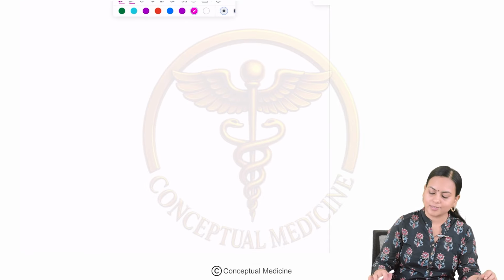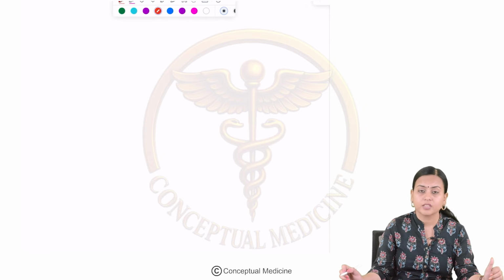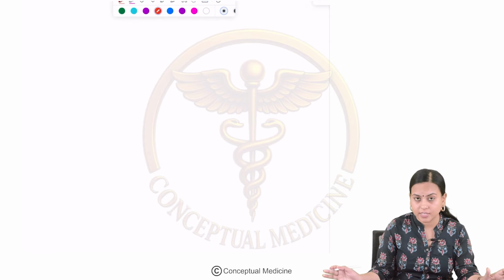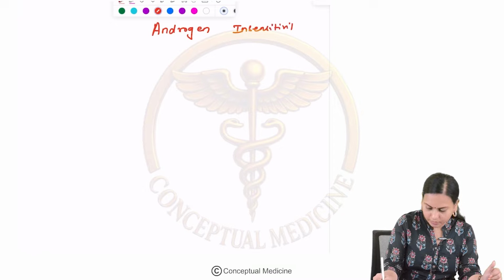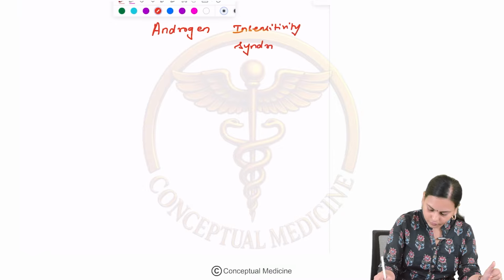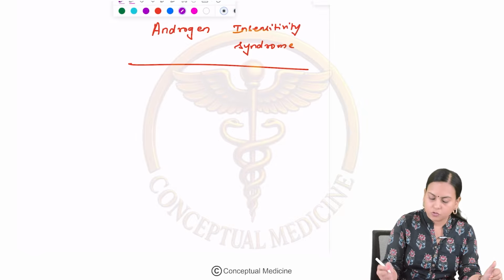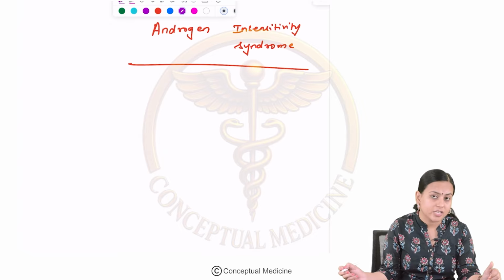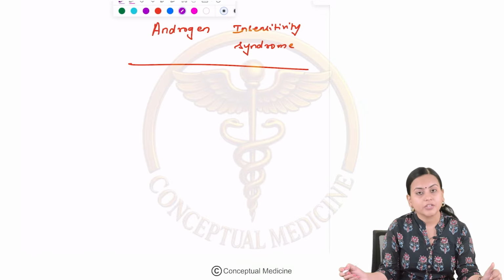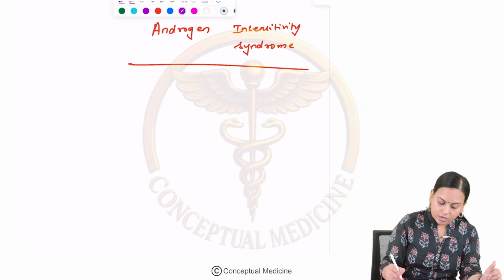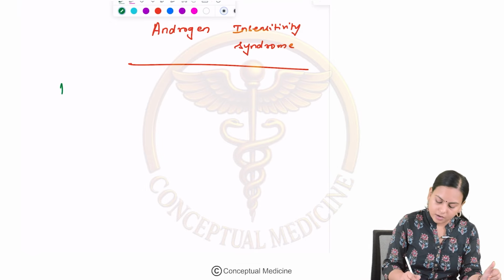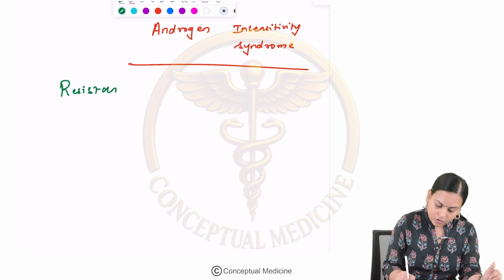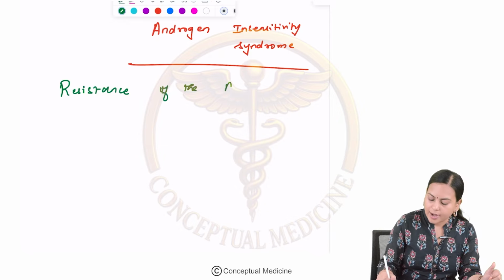Fine. Now, let us discuss the biggest group in this set, that is androgen insensitivity syndrome. We have two main types here. One is complete androgen insensitivity syndrome. Another one is partial androgen insensitivity syndrome. So, what is androgen insensitivity syndrome as such? There is resistance of the androgen receptor.